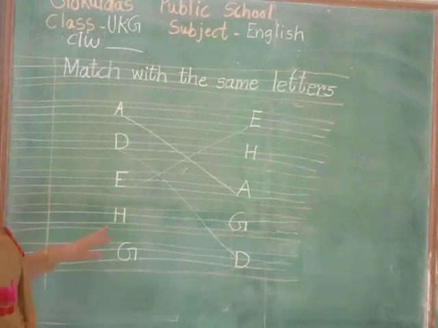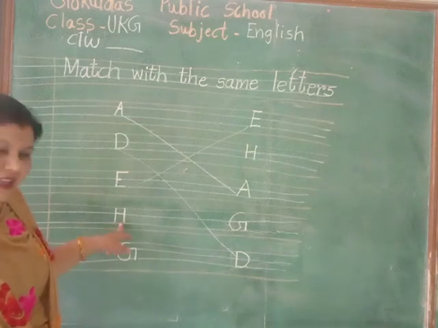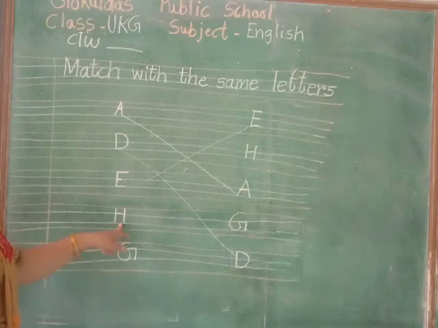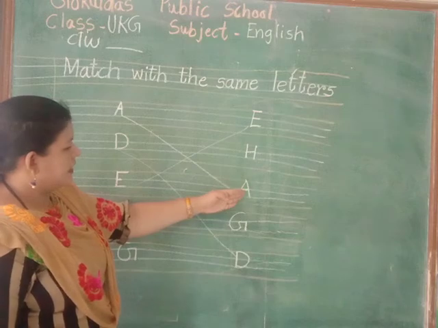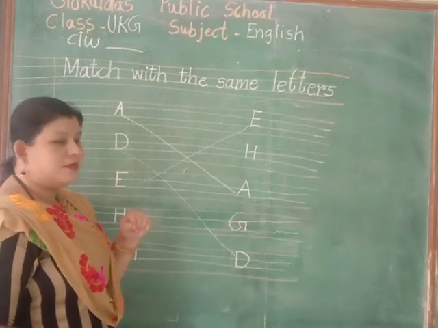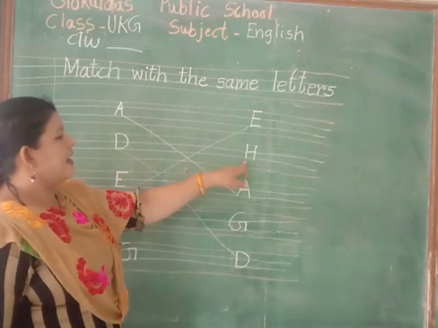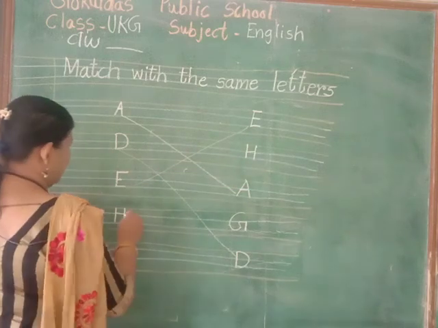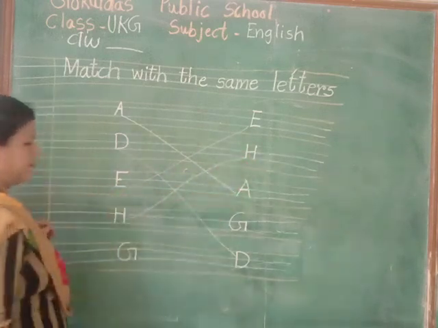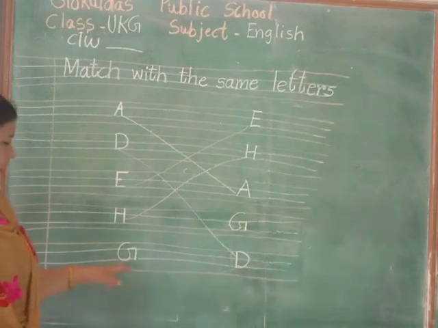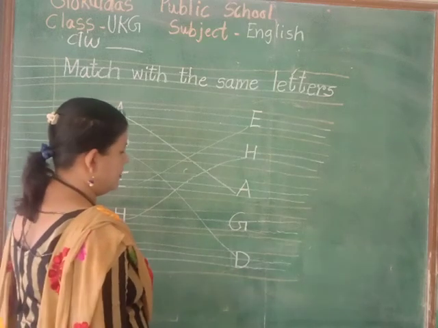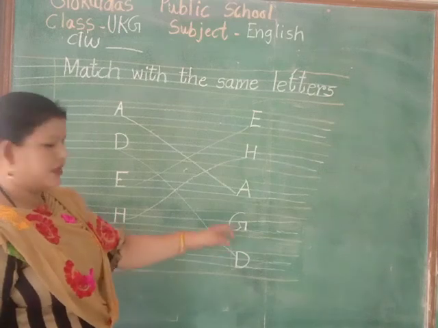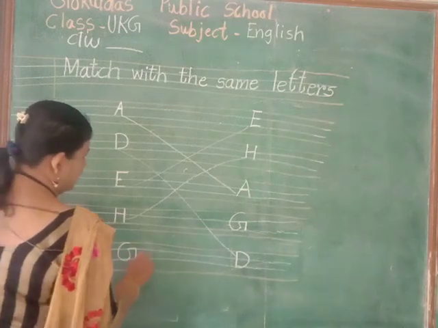Now next, which letter is this? H. Which letter is this? H. Where is H? See, E matched, A matched, D also matched. Where is H? Yeah, H is here. Now go and join this letter. Then, now which letter is this? G. See, so many letters already joined. Who is left? Only G is left. So go and match with the G.